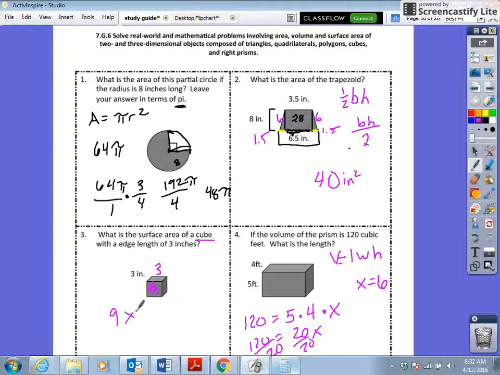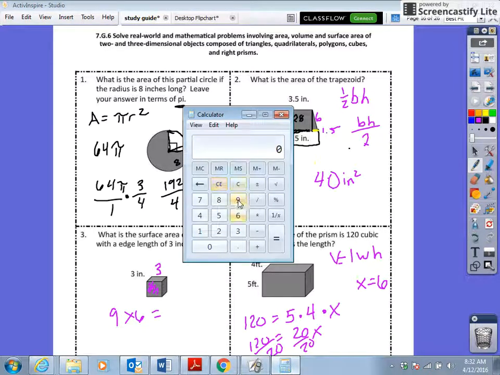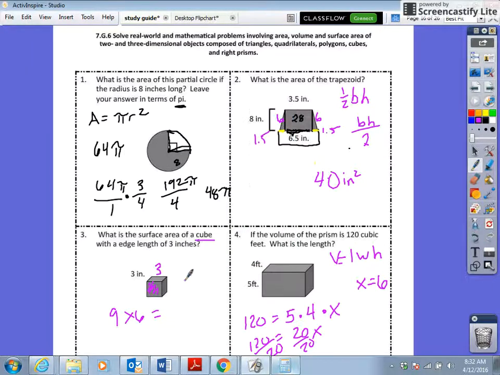So 9 times 6 equals, and let's say you cannot remember your 9's times tables, 54. So you have 54 inches squared, because it's surface area. You did this side plus this side plus this side. All 6 sides were 9, so you multiplied them by 6 and got 54 inches squared.